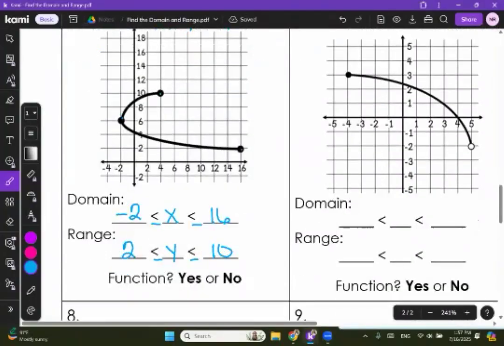Function. With a graph, what do we do? We test the vertical line test. Is it a function? No, because it repeats. It crosses the vertical line twice.